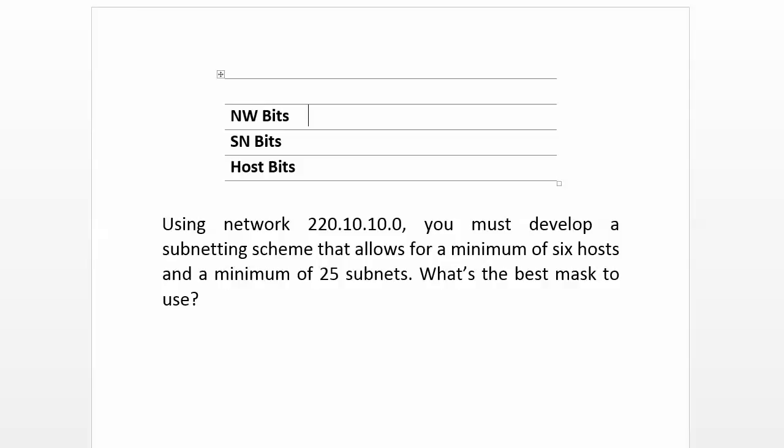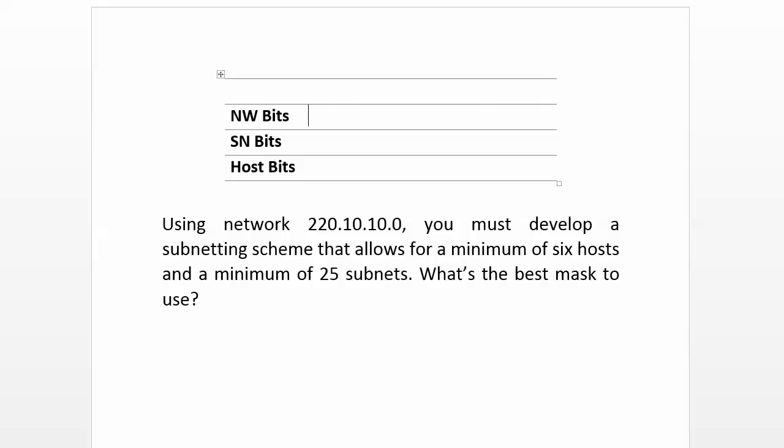This time around, we're given the network 220.10.10.0 and we're asked to develop a subnetting scheme that allows for a minimum of 6 hosts and a minimum of 25 subnets. So we're being given two minimums here. That's interesting. What is the best mask to use?